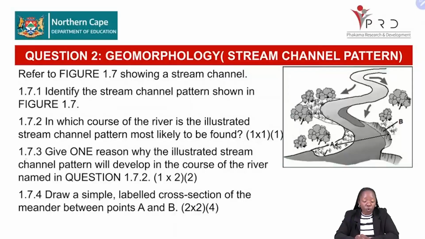Then your 1.7.3, give one reason why the illustrated stream channel pattern will develop in the course of the river named in question 1.7.2. So 1 times 2. And then 1.7.4, draw a simple labeled cross-section of the meander between point A and point B, 2 times 2.